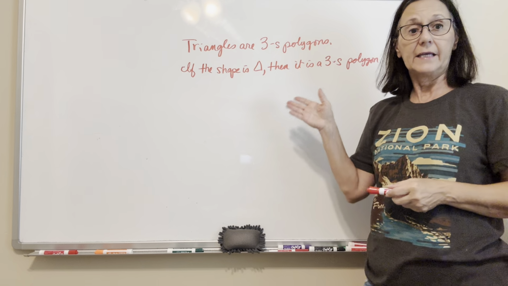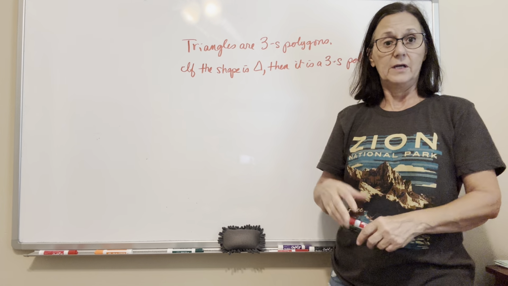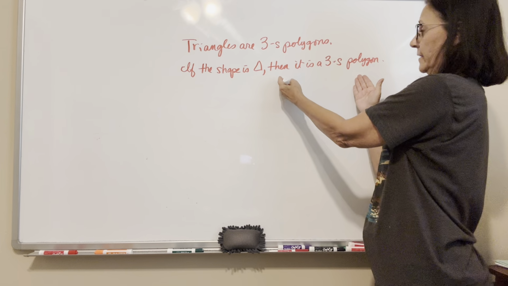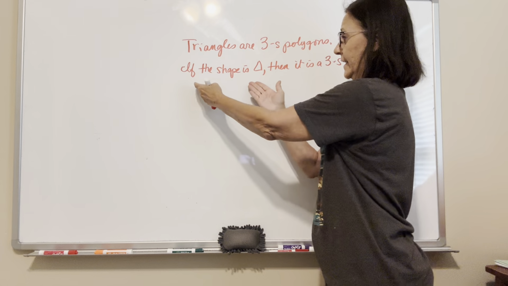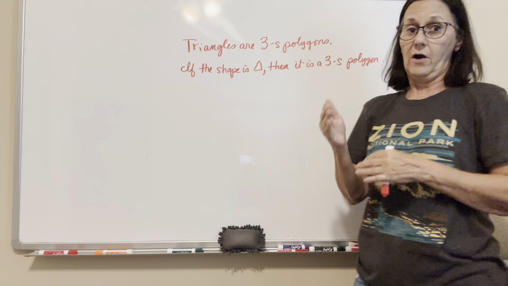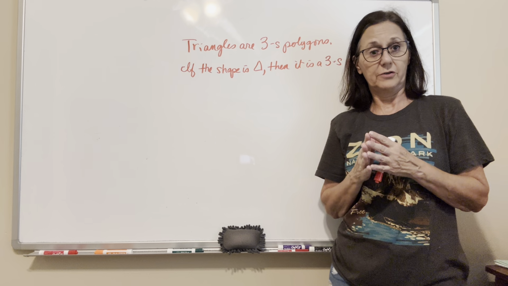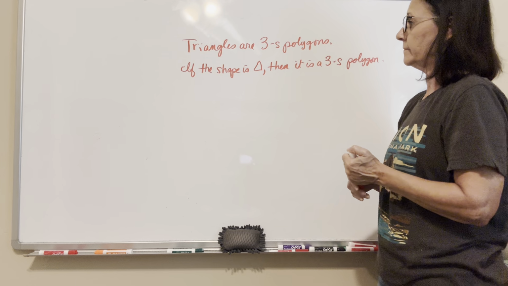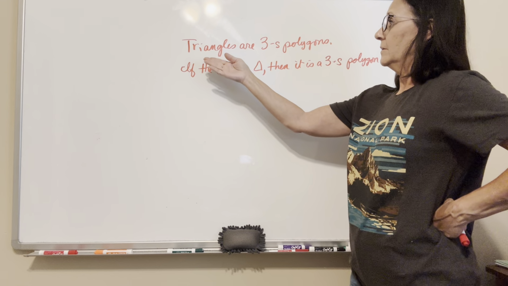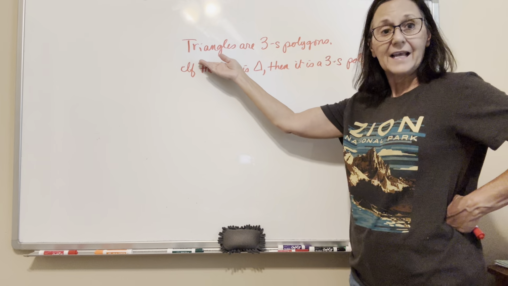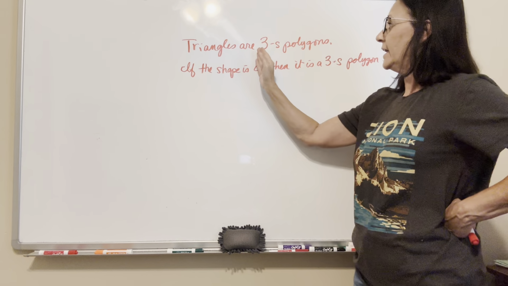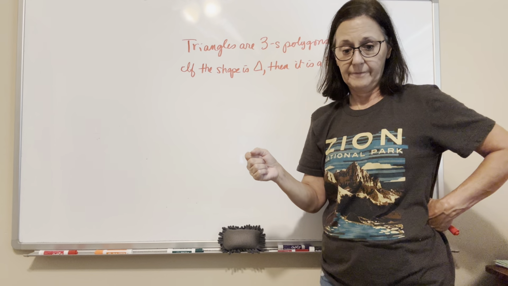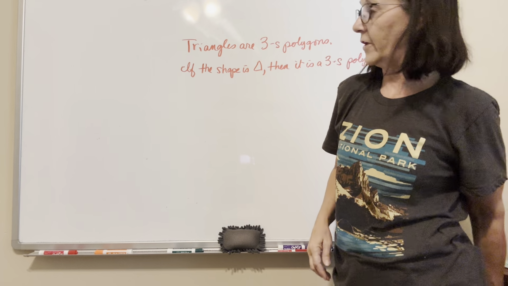You've also got to be able to take a conditional statement and write its converse. If we were writing its converse, we would write, if the shape is a 3-sided polygon, then it is a triangle. You've also got to be able to write a biconditional. The biconditional only works, remember, with definitions. So it would be, it is a triangle if and only if it is a 3-sided polygon. So you've got to be able to do all of those.